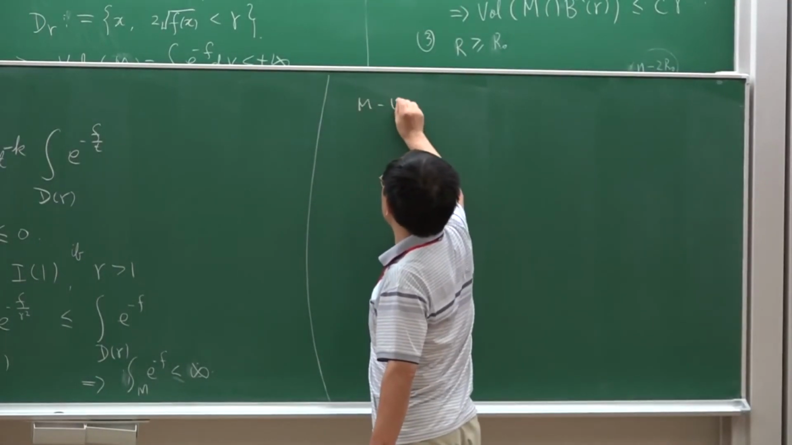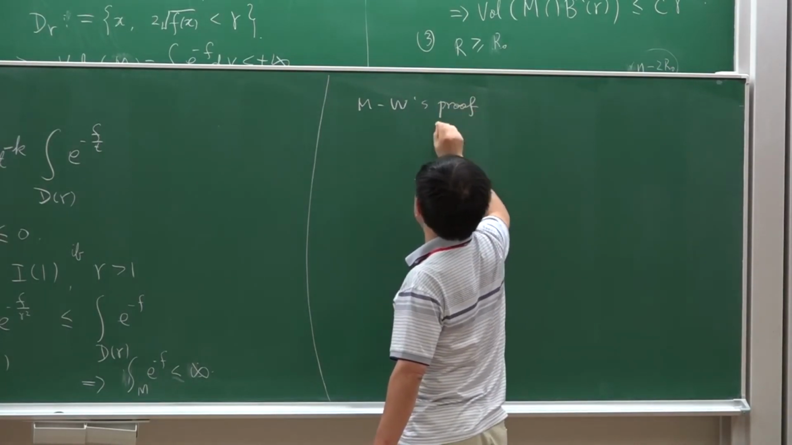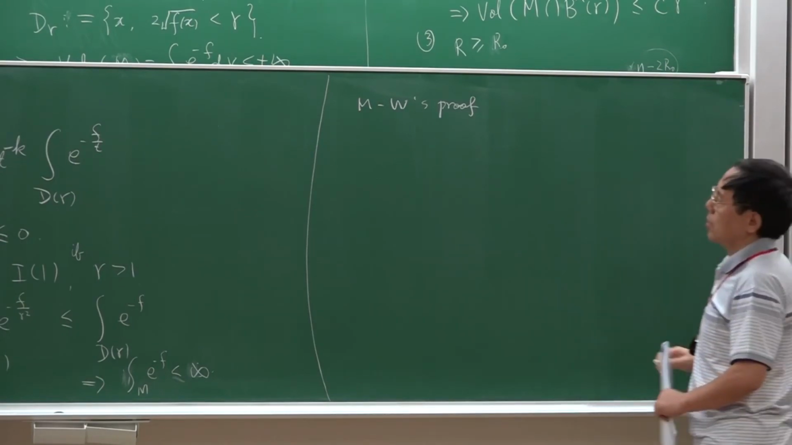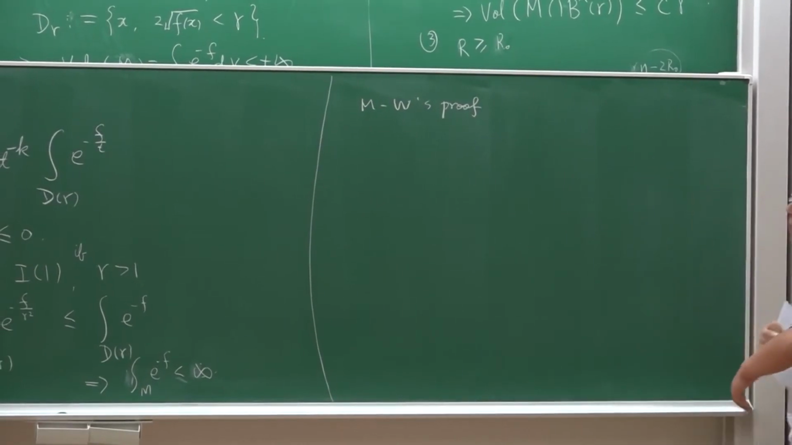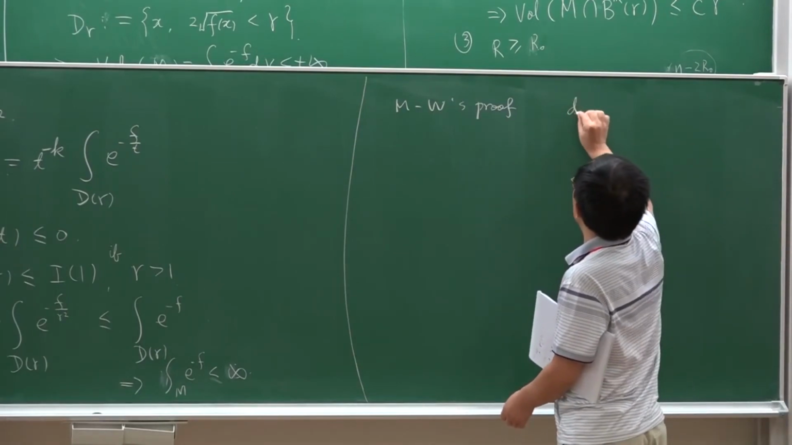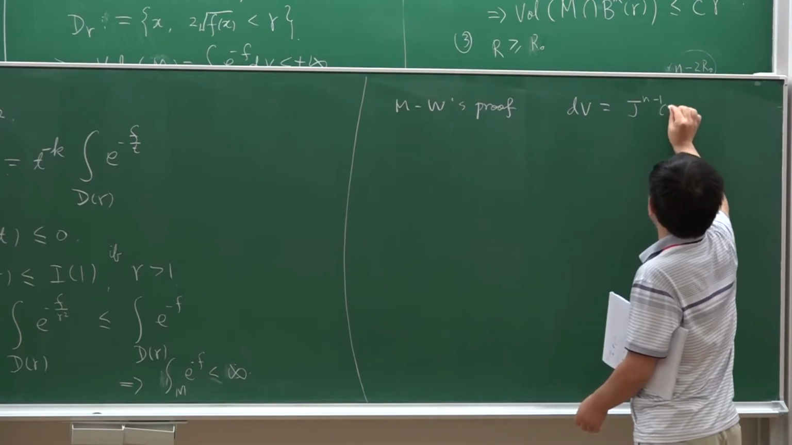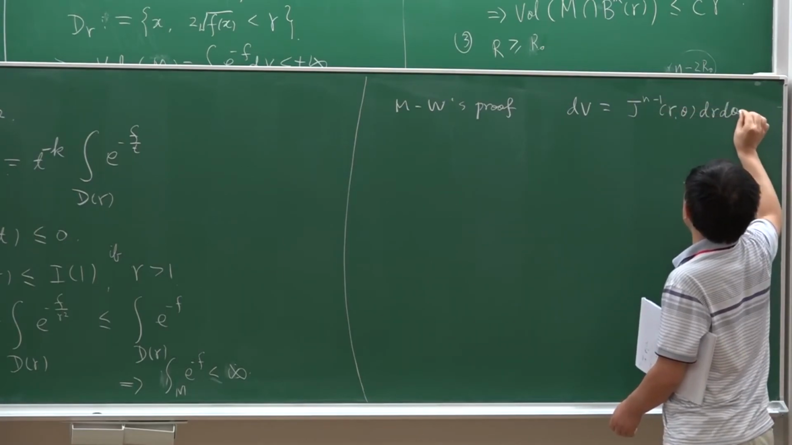The proof is quite surprising: you begin with the standard proof of the Bishop-Gromov. You just write the volume form of r, theta, dr d theta.